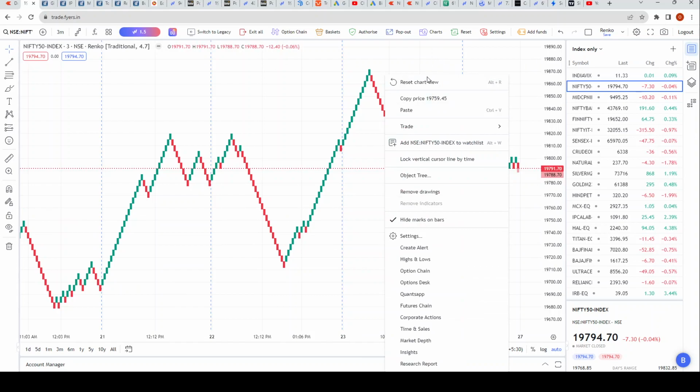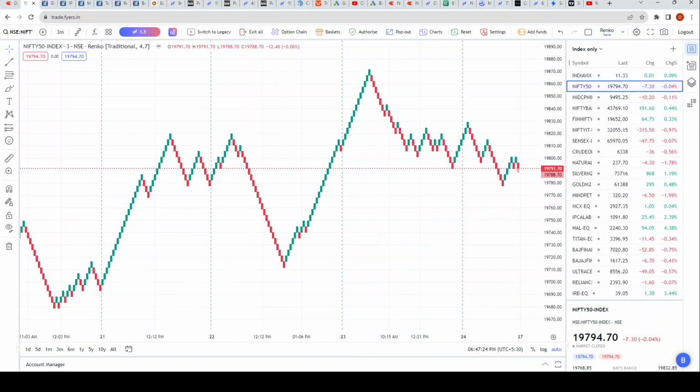All right. This is how it should be. Now you see the session break also looks a little more organized. And this is the Renko chart, and this is the chart on the 3-minute time frame, how it looks.